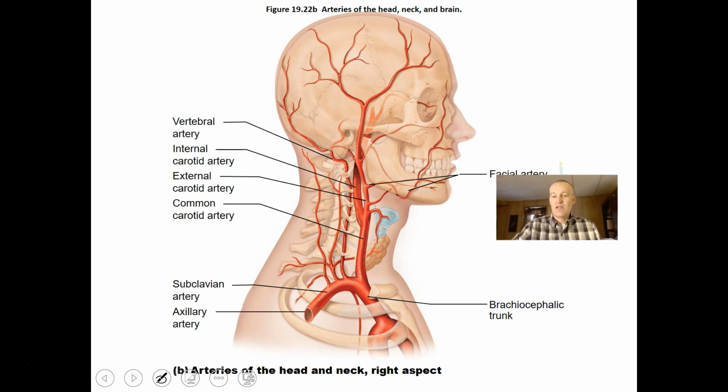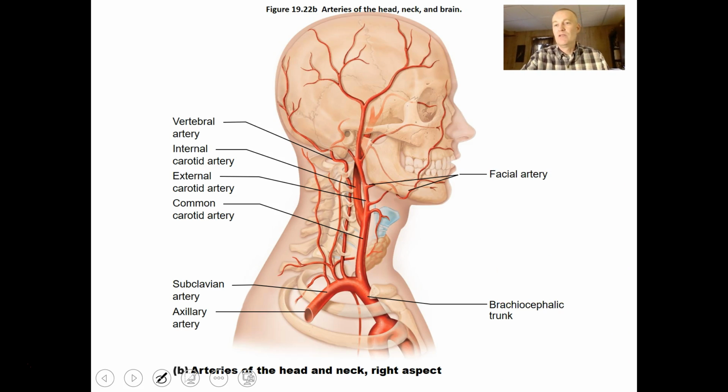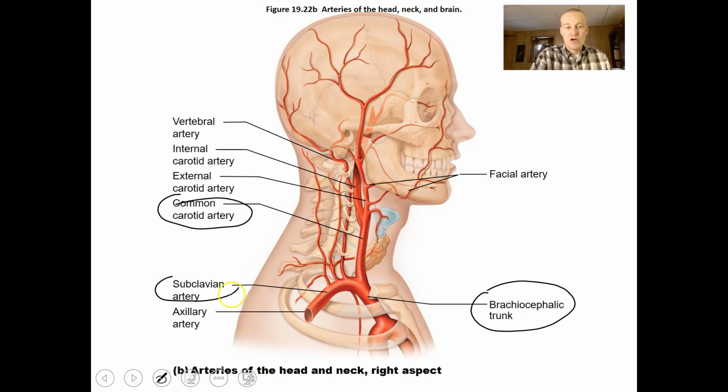Now there's a lot of pictures you'll be looking at in lab, and you'll be doing some coloring and labeling in lab. But just showing you from a side view, brachiocephalic trunk. We have the right common carotid artery coming off, right subclavian vein coming this way, and then the axillary artery coming this way. Just showing you this, the right common carotid does bifurcate into the external and internal carotid arteries.